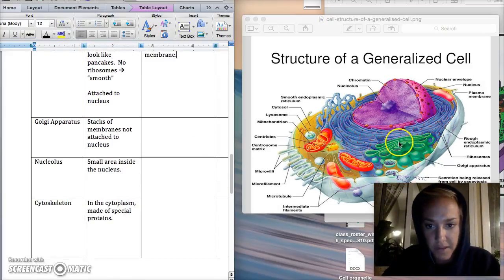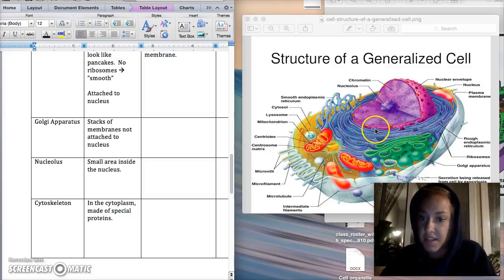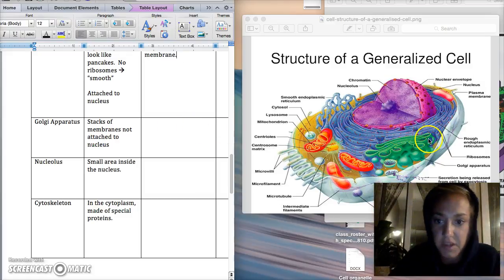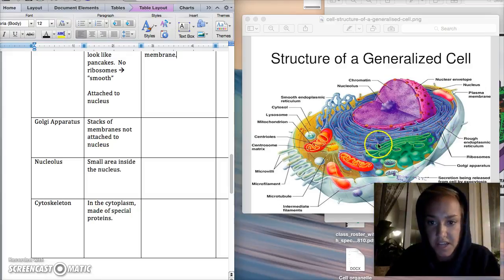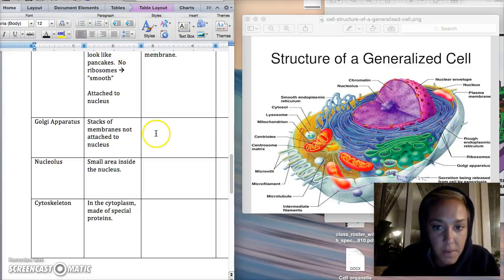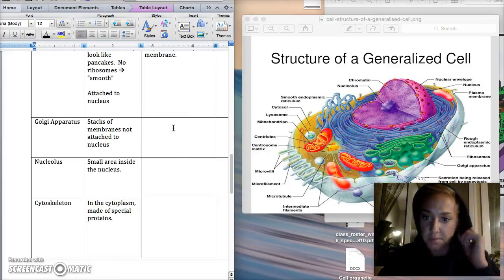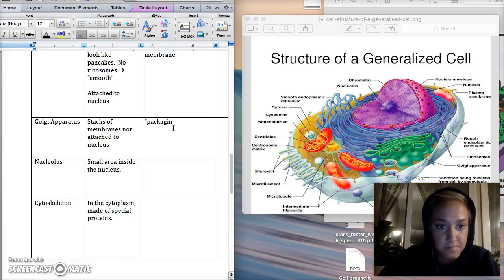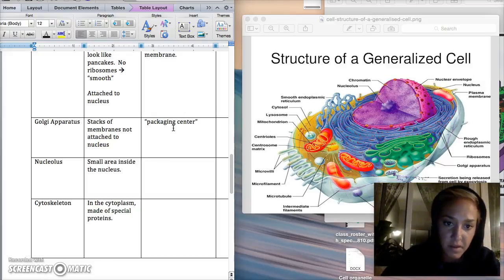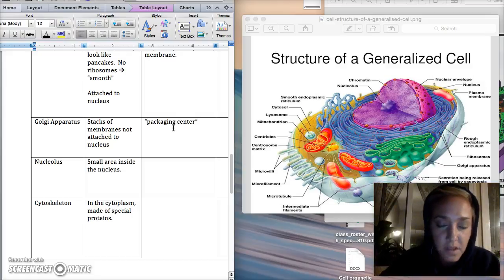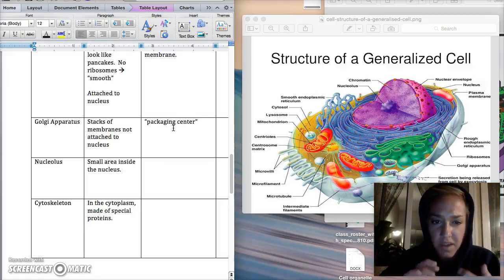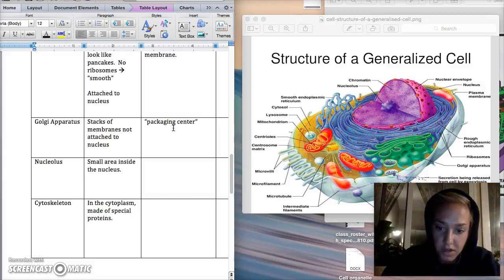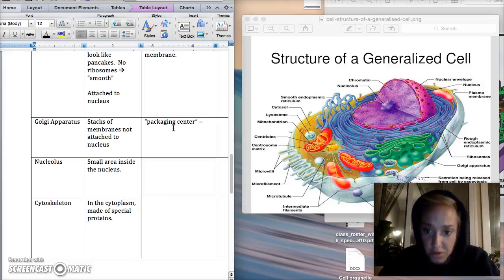Okay, Golgi apparatus. Also another stack of membranes that looks like pancakes, but you can tell it apart from the endoplasmic reticulum because it's not attached to the nucleus. It's kind of over here on its own. So that's the green right here. The Golgi apparatus is a lot of times referred to as the packaging center. What they mean by that is it's going to put even more finishing touches on materials like proteins and lipids.